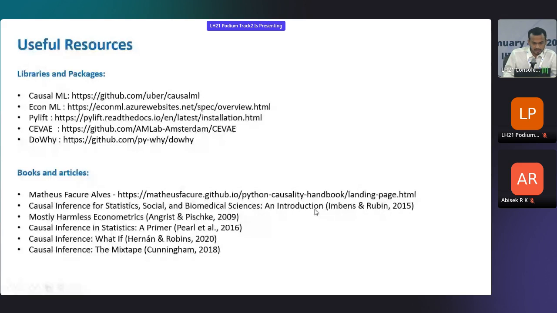So CausalML is the one that we use, developed by Uber. EconML is by Microsoft. EconML and DoWhy are quite powerful in working with causal ML. Both of them together, DoWhy and EconML, are quite powerful when used together. And we have PyLift and Keyway, and some of the books and articles that were referred to here.